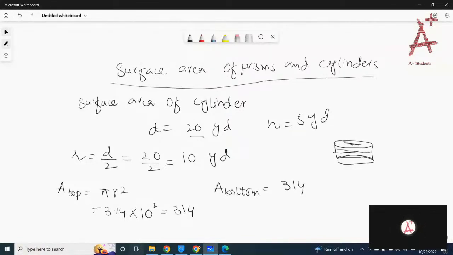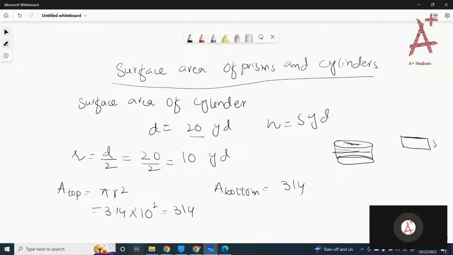The curved surface is basically a rectangle. Got it? It's a rectangle. One side length is the height and the other side length is the circumference. One of them is height, that is 5 yards, and the other is the circumference of the circle.